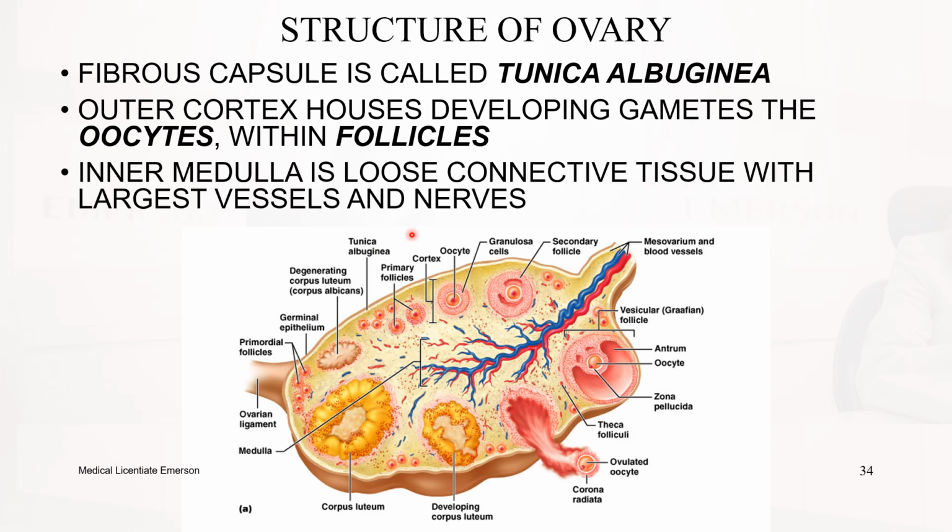The inner part is the medulla, which has connective tissue with the largest vessels and the nerves. In short, there are three parts. We have the fibrous capsule, the outer layer, which we call the tunica albuginea. Then the cortex, and inside it you have the medulla. Remember, many organs have a cortex and medulla, so you can call them the ovarian cortex and ovarian medulla.